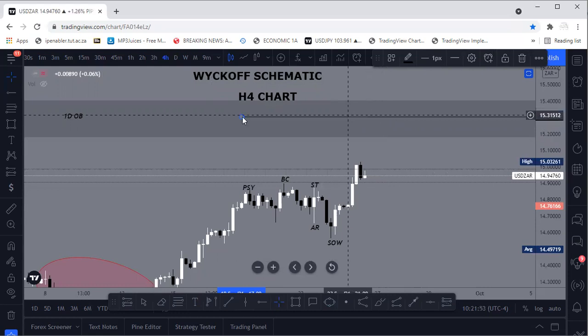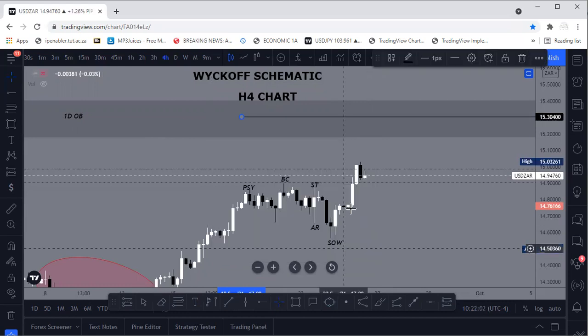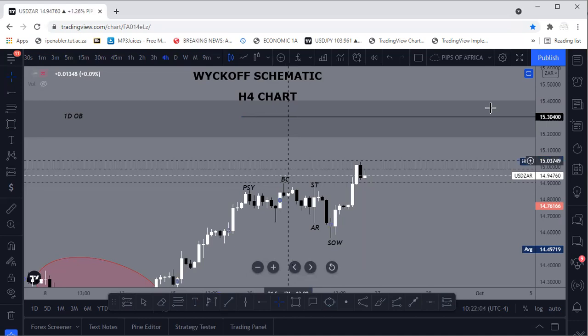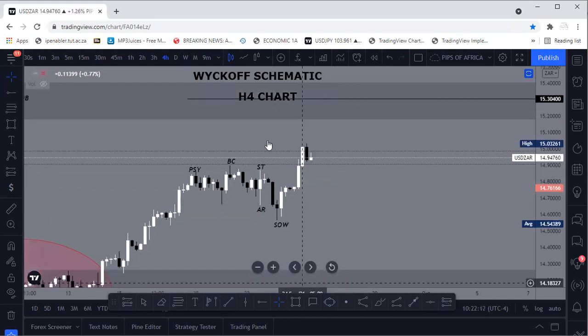Let me see what happens if I say 400. All right, let's say it's 3,400. So now the only thing that is remaining here is an upthrust after distribution, which is the UTAD. One thing that is remaining is that one.